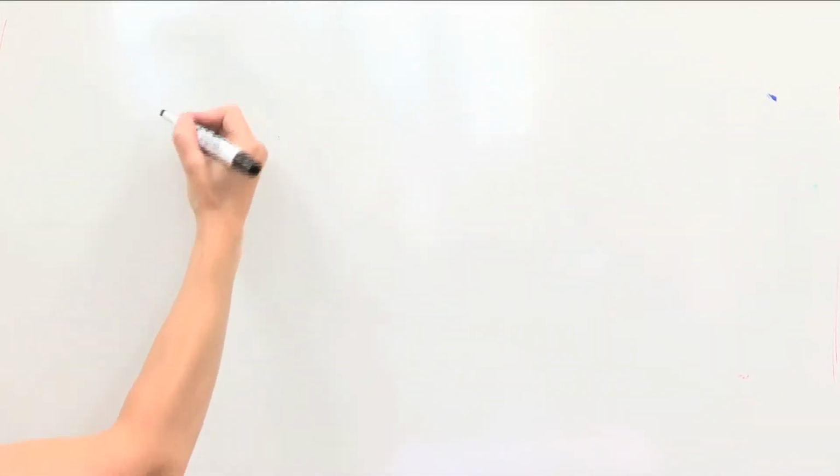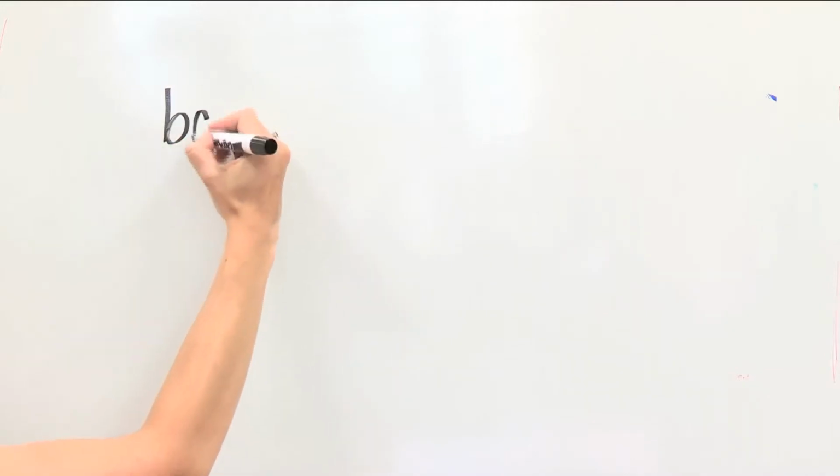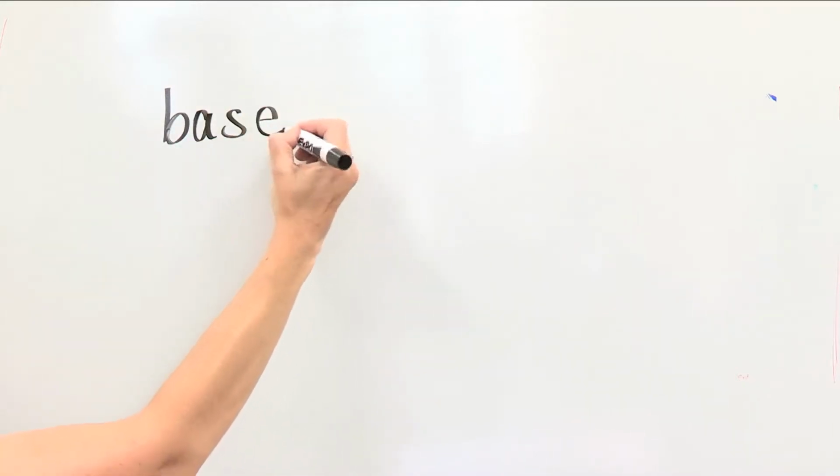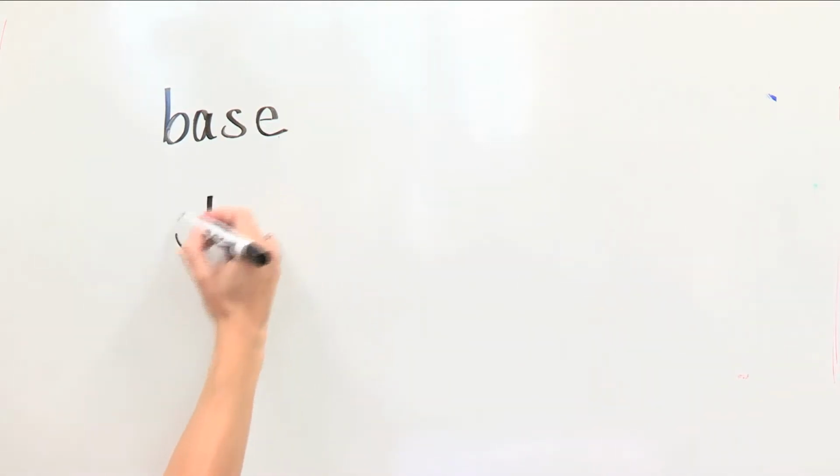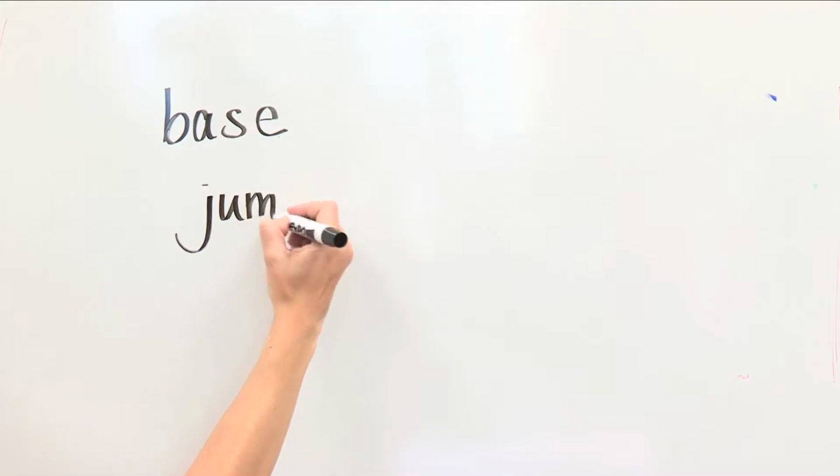Now we're going to go back to base words again. So again, remember the base word is the original word before you added anything to the end of it. Any suffix, you changed the meaning. So example, the word jump. Okay, that's the base word.